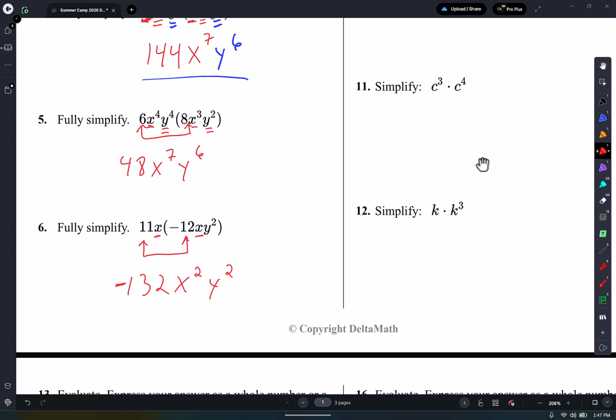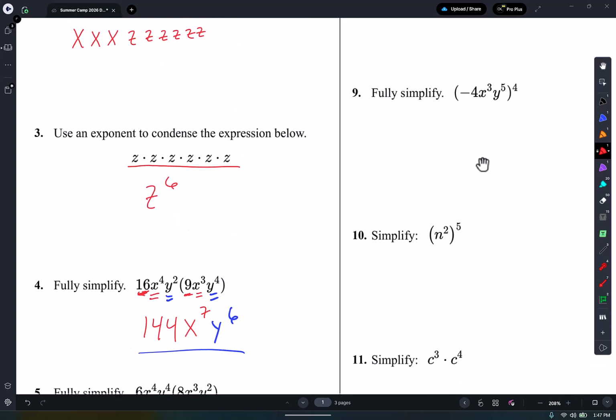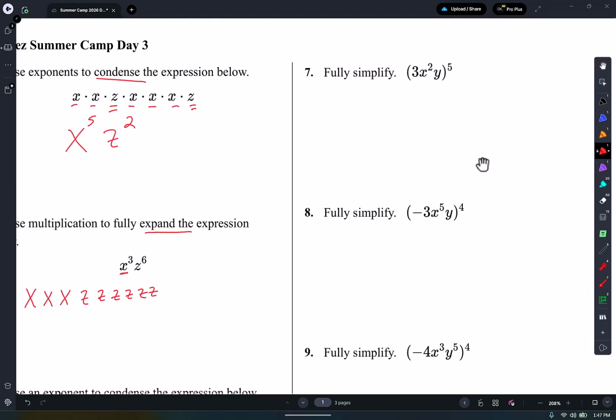What do you guys think? Not bad, right? Not bad. Sorry, I don't know why I said it like that. All right, here we go.